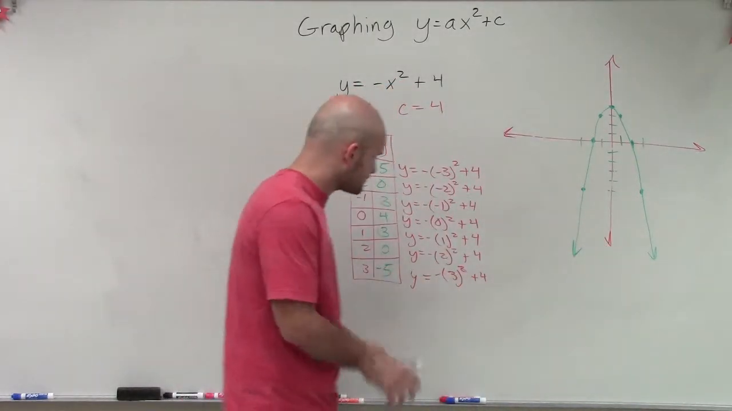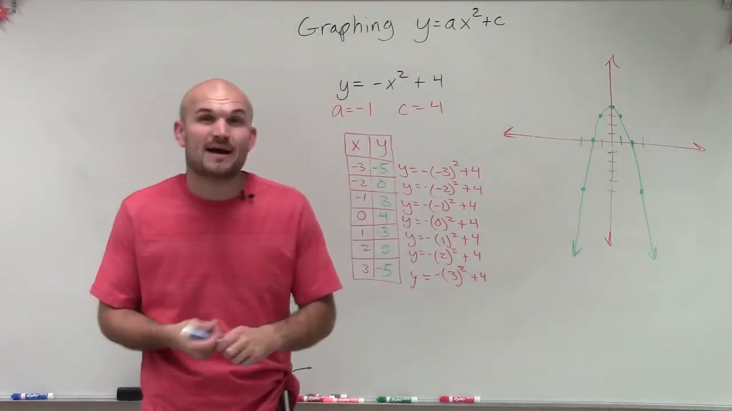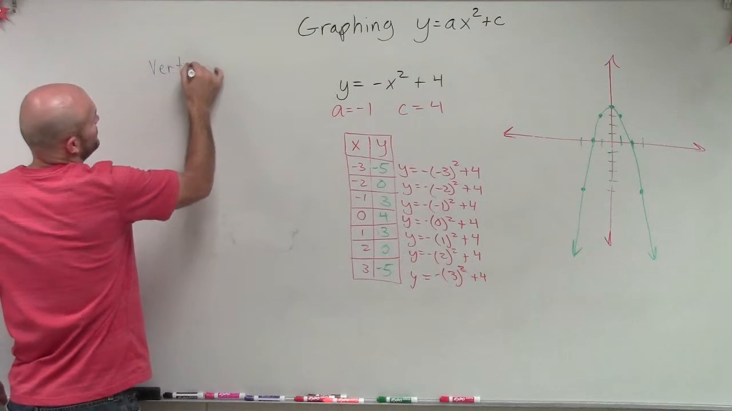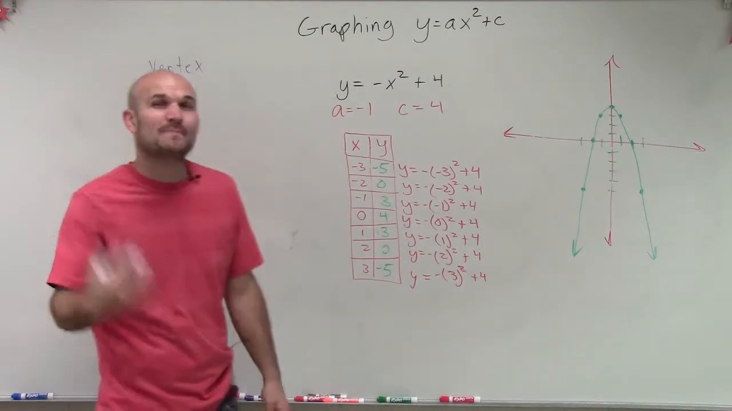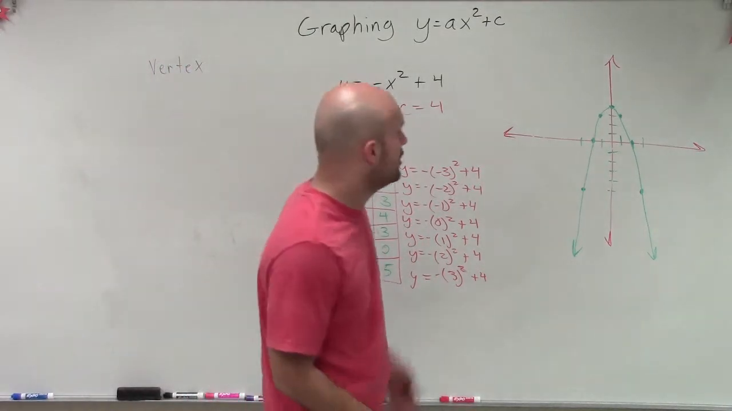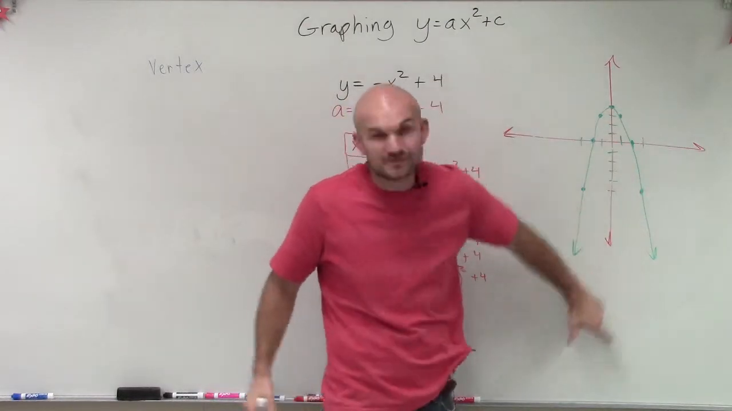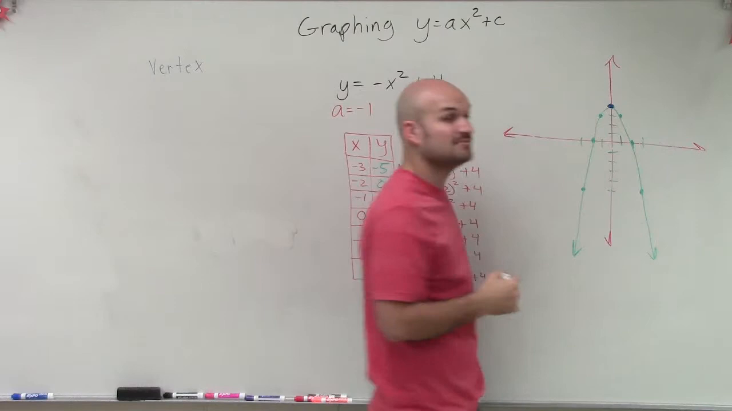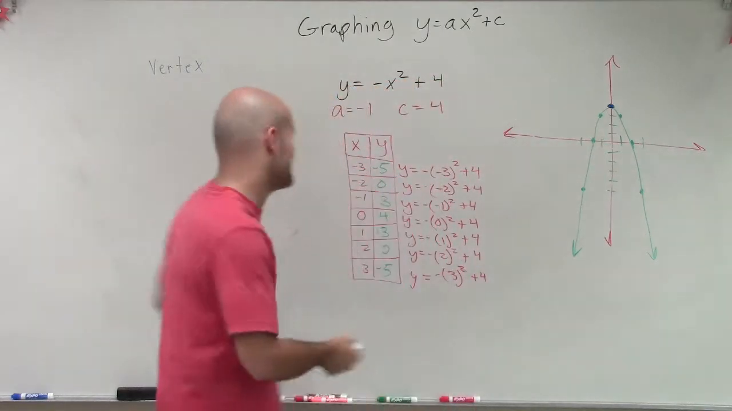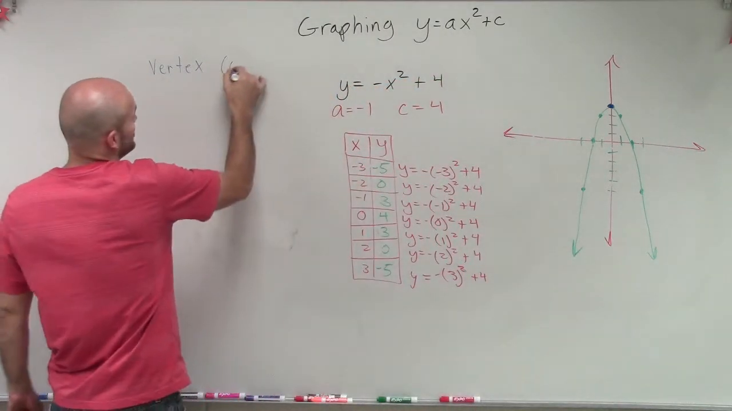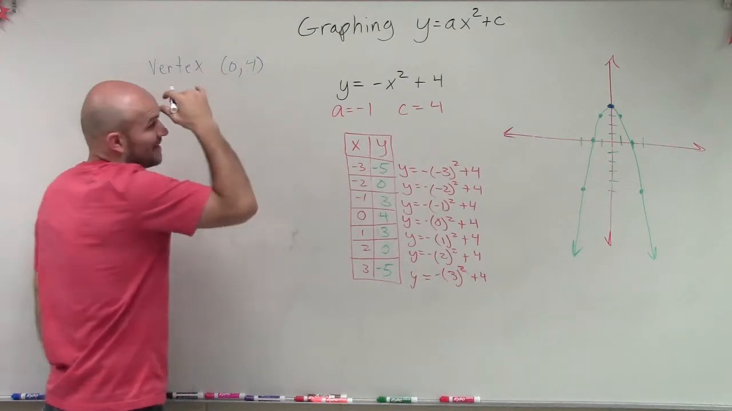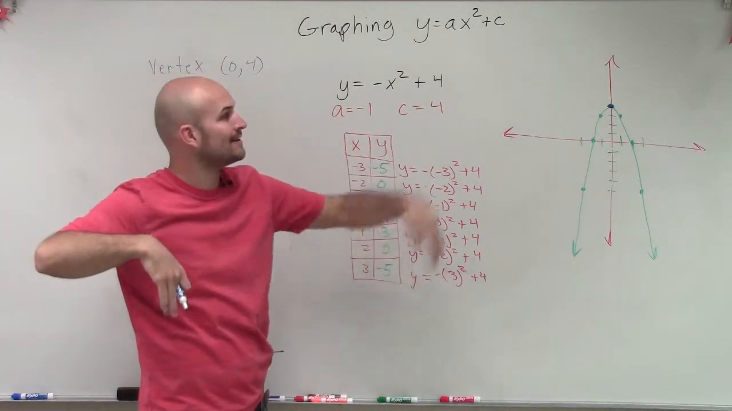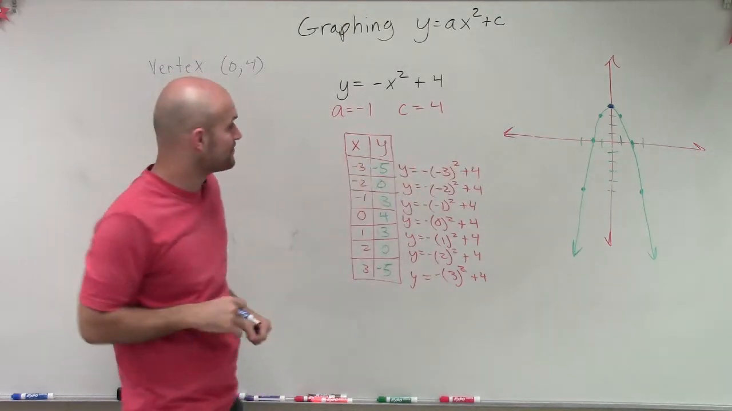So let's go back and label our important points. The first important point is our vertex. Remember, our vertex is the maximum or minimum point of our parabola. You can see that this graph is going to continuously go in the downward direction. However, it does have a maximum point, which is going to be our vertex. And that maximum point occurs at 0, 4. Notice that our a is negative. Our graph now opens down, and our vertex is at 0, 4.